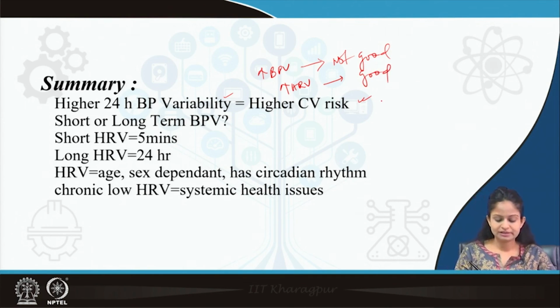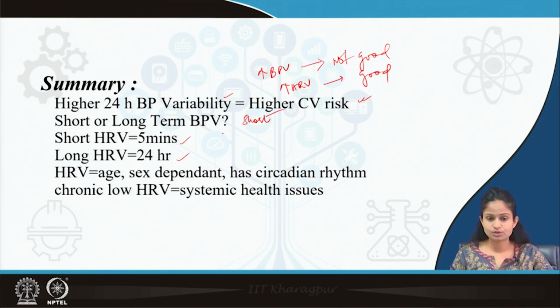So, short or long term blood pressure variability, generally we go for short; short term HRV is 5 minutes, long term HRV is 24-hour. HRV is again age dependent, sex dependent, it has got circadian rhythm, and chronic low HRV means there has to be some systemic health issue which is dysregulating your autonomic nervous system.